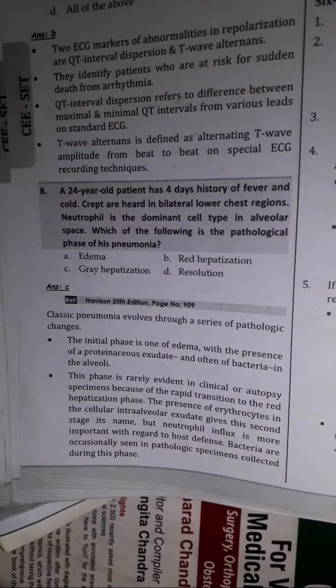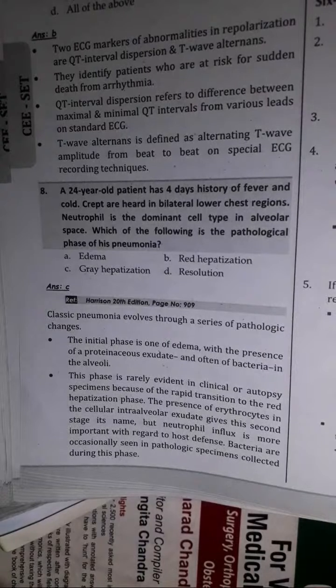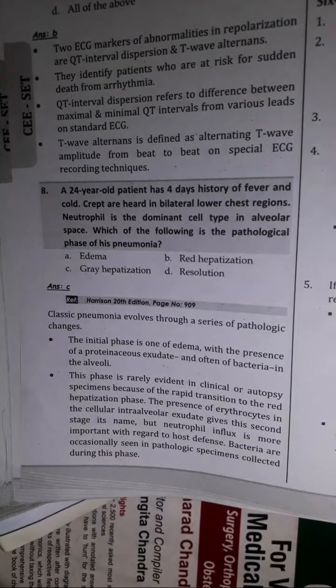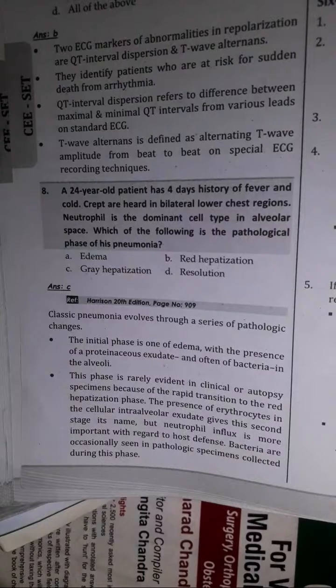A 24-year-old patient has a 4-day history of fever and cold. Crepts are heard in bilateral lower chest regions. Neutrophil is the dominant cell type in alveolar space. Which of the following is the pathological phase of his pneumonia?